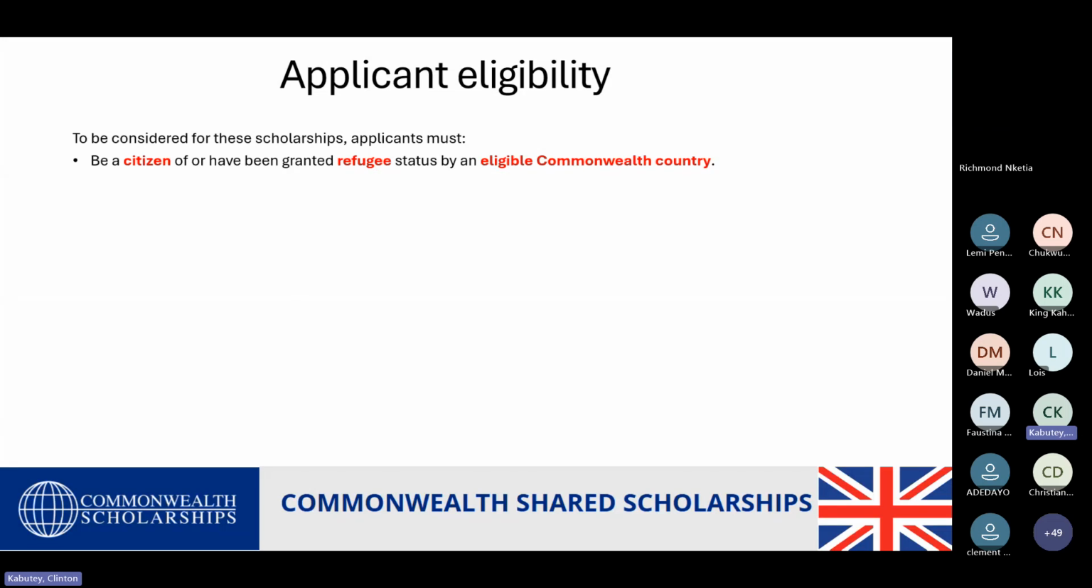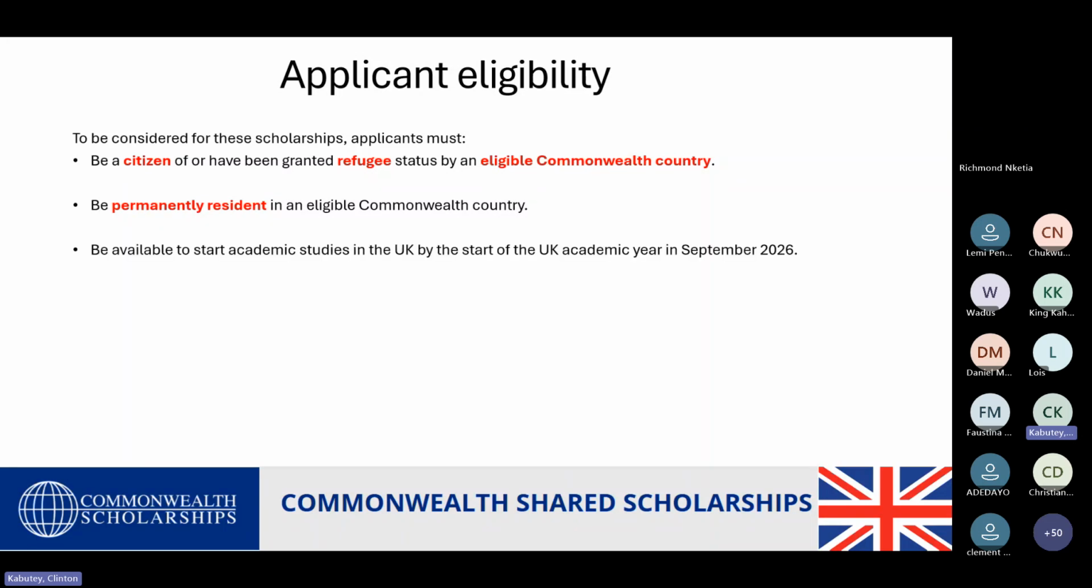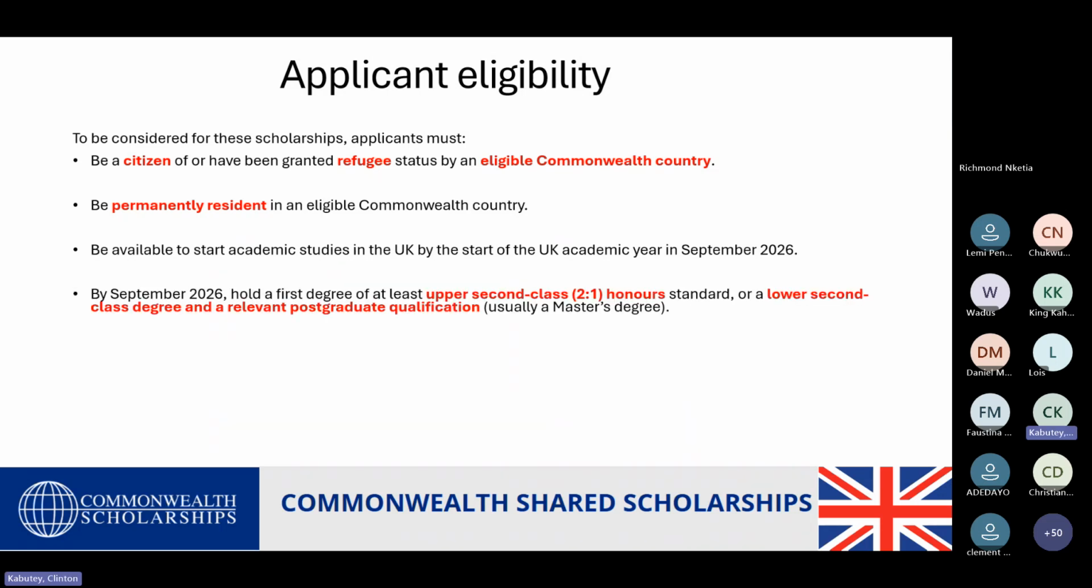So if you're a citizen or you've been granted refugee status in any of these countries, it means that you are eligible for the scholarship. And then next, you need to be permanently resident in this country. And then you should be available to start your academic studies in September 2026. And by September 2026, you should hold at least a second class upper, or even if you have a second class lower, you should have an attached master's degree to it.